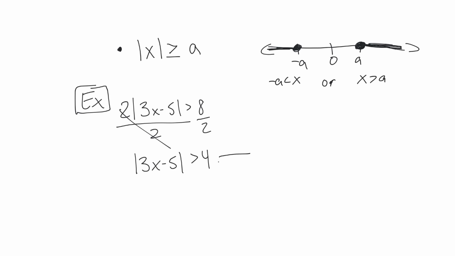But I'm going to convert this using what we had previously. So that's going to be, the first case is going to be 3x minus 5 is greater than 4, or 3x minus 5 is less than negative 4. Okay? So that it matches up with what we have at the top. All right, so what I have here, I'm matching here, and what I have here, I'm trying to match down there.